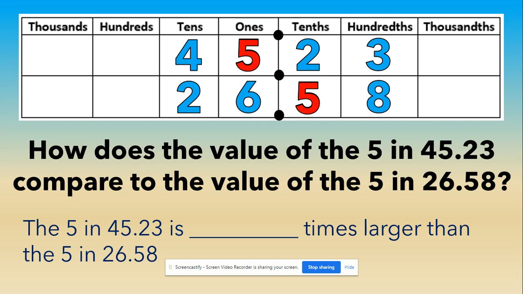We're comparing the ones place to the tens place. The ones place is larger, so we know our answer is going to be a whole number. And we can see that we're going one place value to the left, which is multiplying by 10. The ones place is 10 times greater than the tens place. So the 5 in 45 and 23 hundredths is 10 times larger than the 5 in 26 and 58 hundredths.